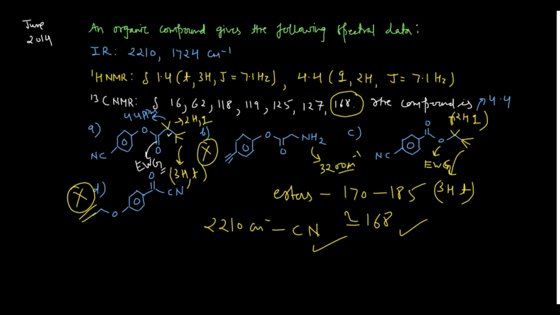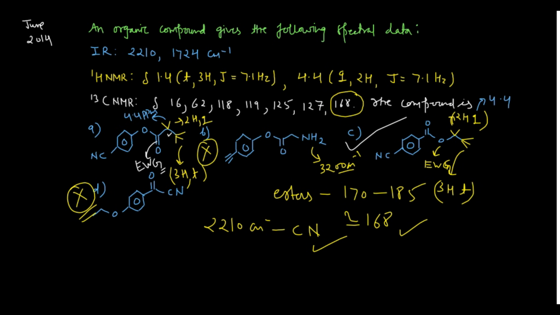So 4.4 is possible only in case of C, but not in case of A, because this carbonyl group is not that electronegative. So it seems that your option C is looking like the correct one, so we can mark option C as the correct option.